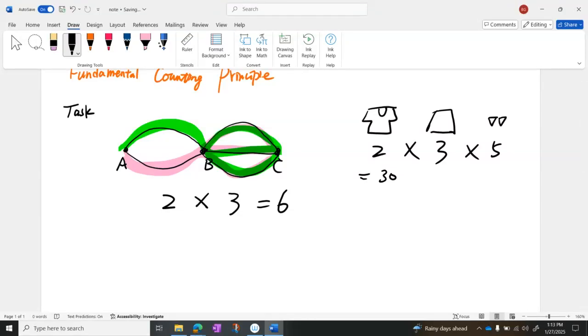That means if you go to a party every day, you have a different outfit. You have different looks. You can go every day for a month and you don't repeat your looks. All right, please remember it is multiplication, the fundamental counting principle.